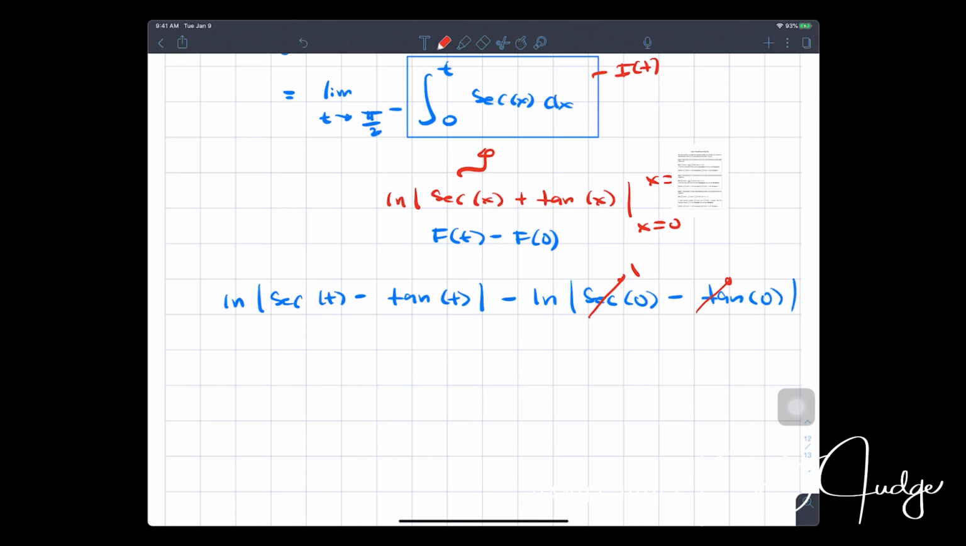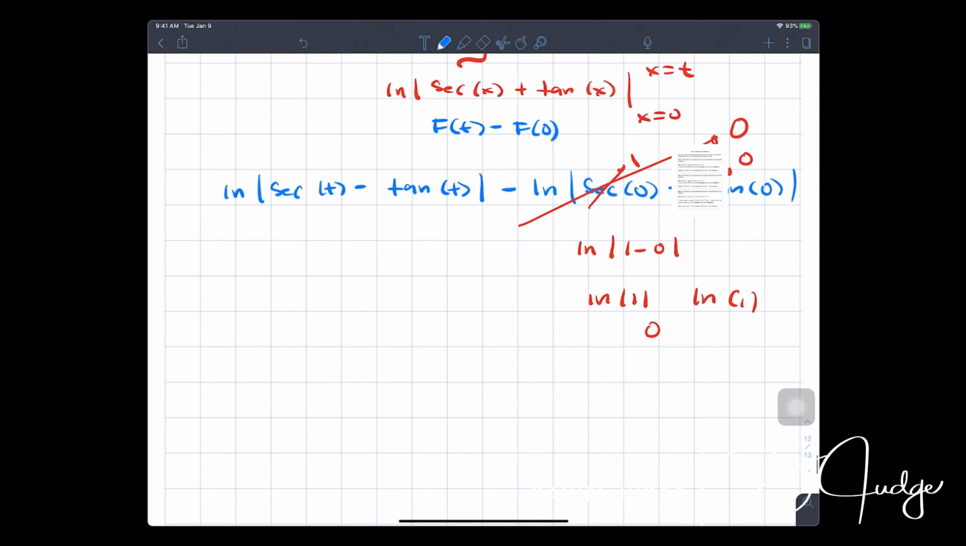Tangent of 0 is 0. You can refer to the tangent curve. And moreover, on the right side here, we've got the natural log absolute value of 1 plus 0, which is the natural log of 1, which is 0. So this whole thing is actually gone. And what you're really left with here, ladies and gentlemen, is that I of t is really the limit of secant t plus tangent t in absolute value.